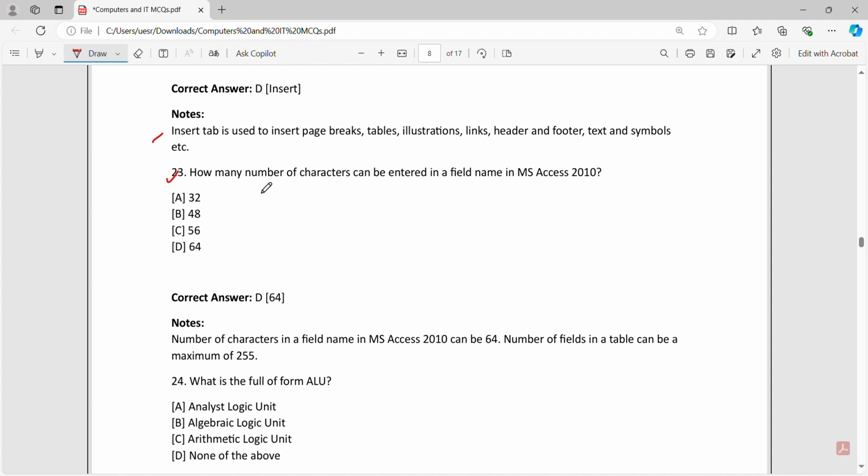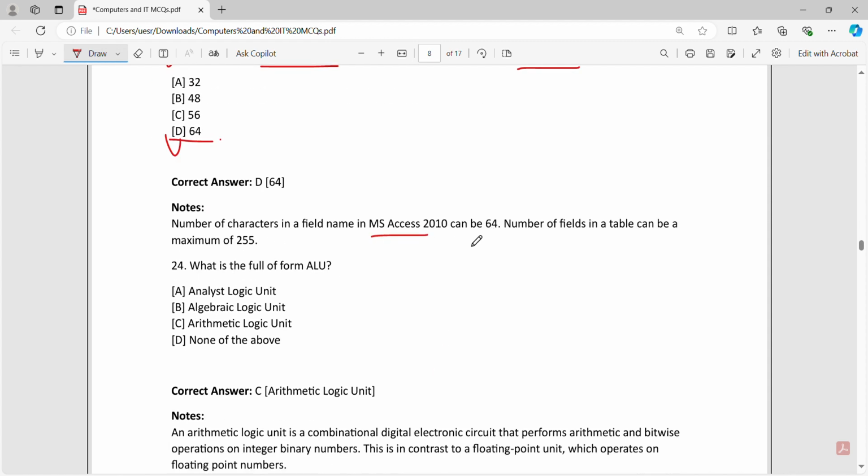23rd question. How many characters can be entered in a field name in MS Access 2010? So answer is D, 64. So the number of characters in a field name in MS Access 2010 can be 64. The number of fields in a table can be a maximum of 255.